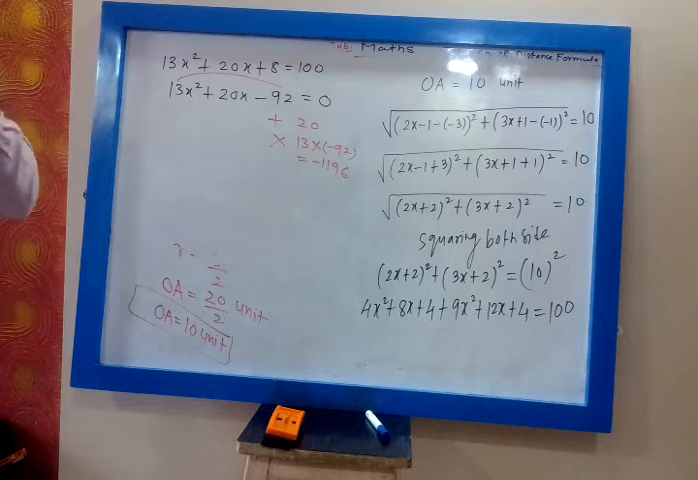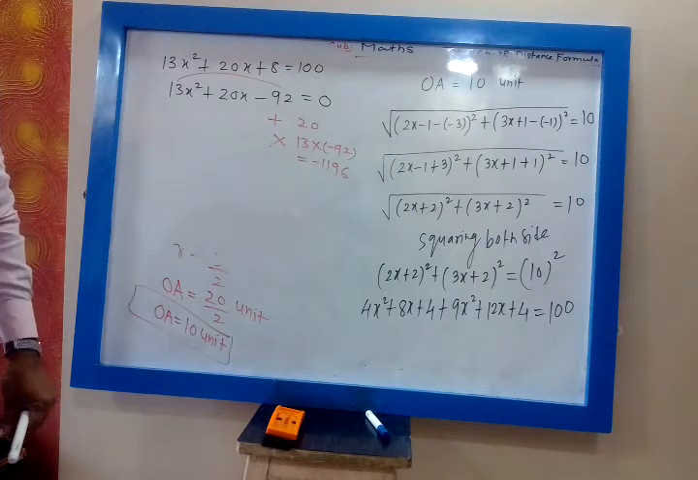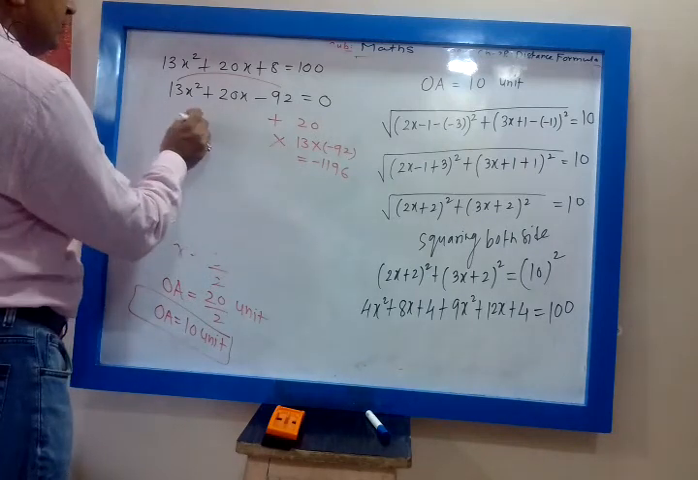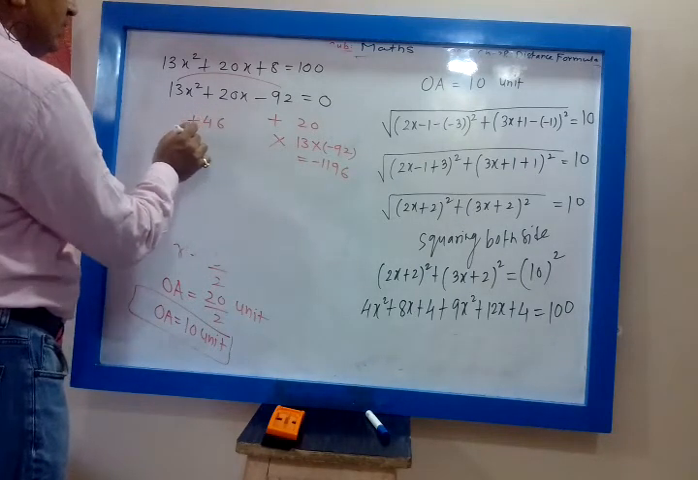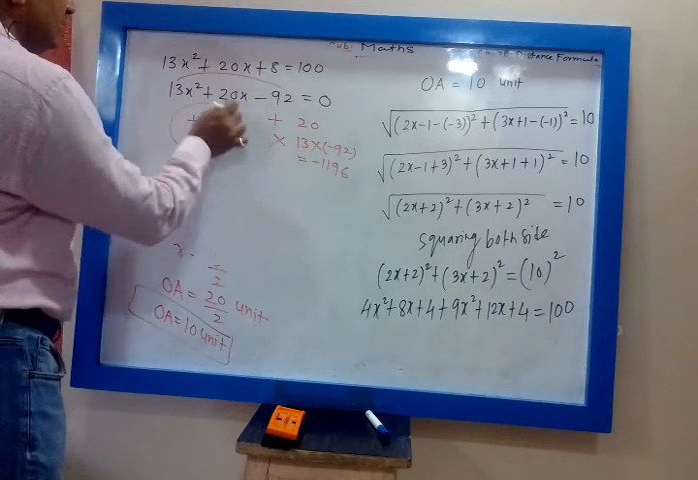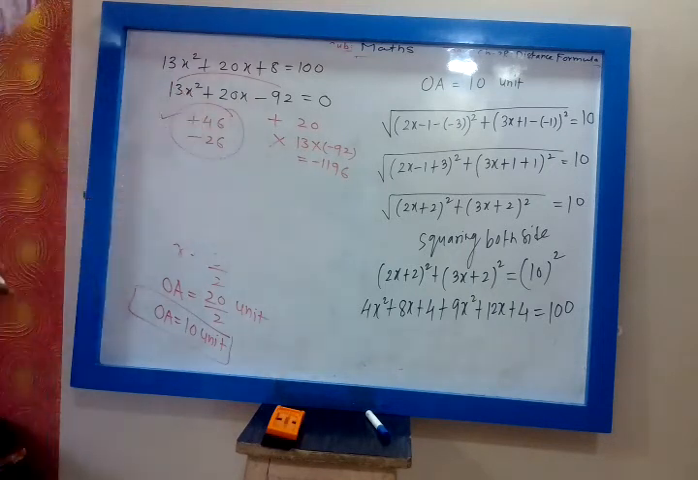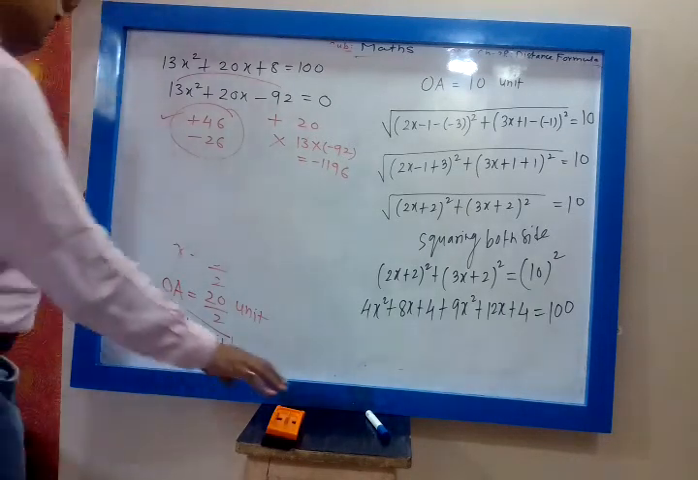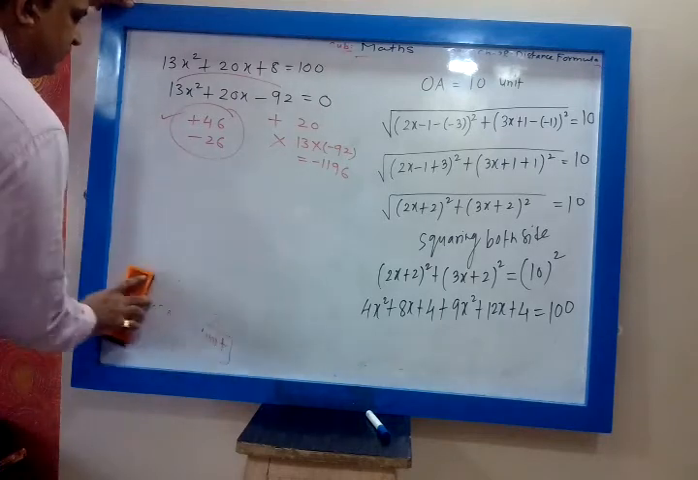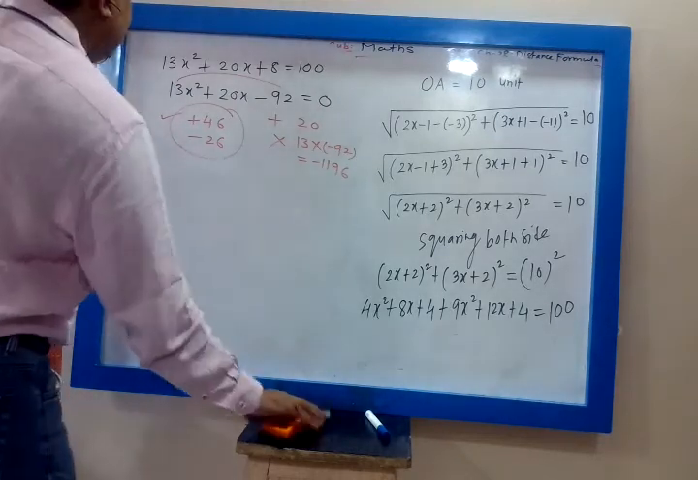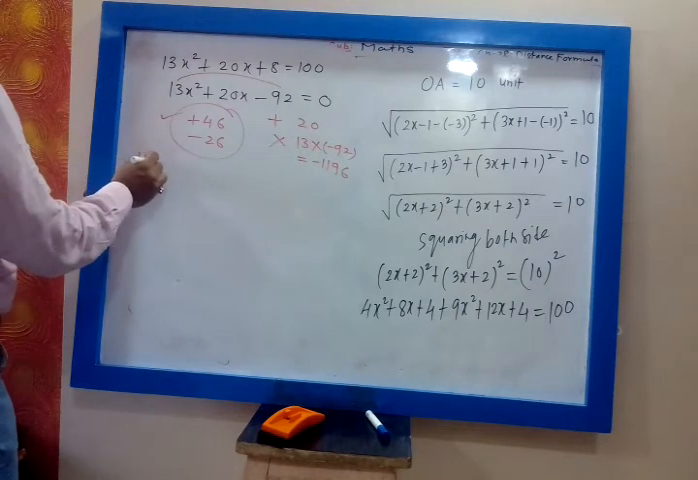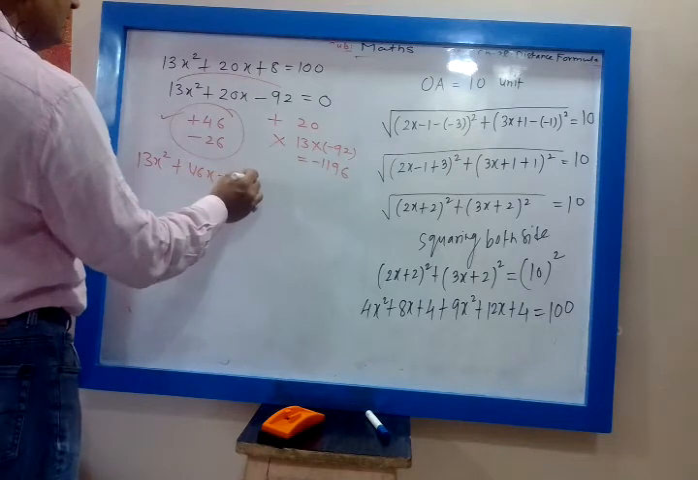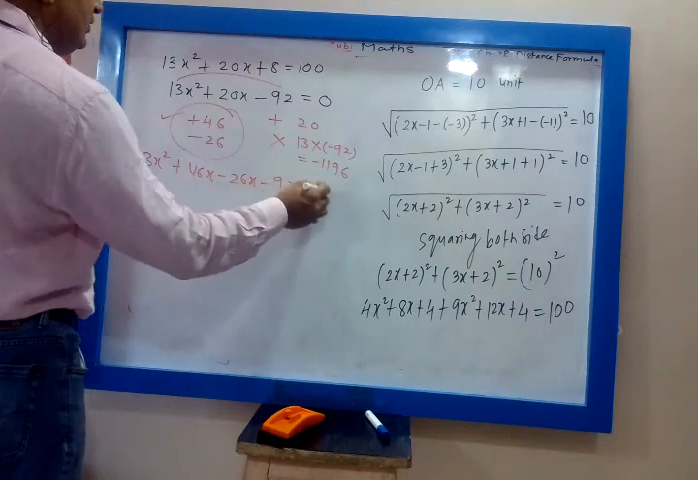1196 you will factorize. So plus 46 and minus 26, these are the two numbers. Okay. So you complete the remaining part. Plus 46 and minus 26, when you multiply, you will get minus 1196. So this I can write as 13x square plus 46x minus 26x minus 92 is equal to 0.